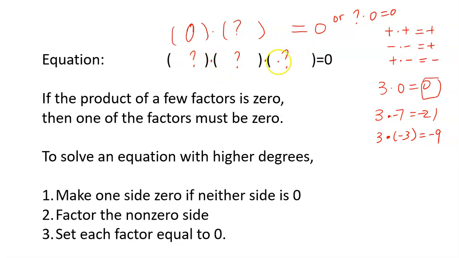Same thing here. If we multiply three numbers, we get 0. It could be the first number. It could be the second number. It could be the third number. So it could be something times 0 times something, we get 0. Or it could be 0 times something, we get 0. So there are going to be three different possibilities. So once we make this observation, we understand why we can use factoring to solve a problem.